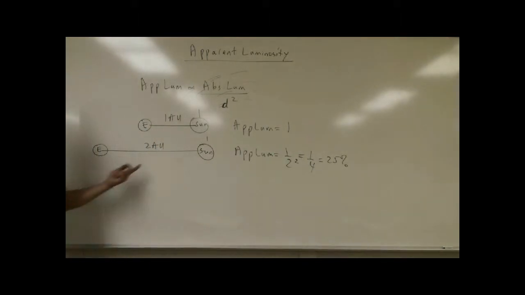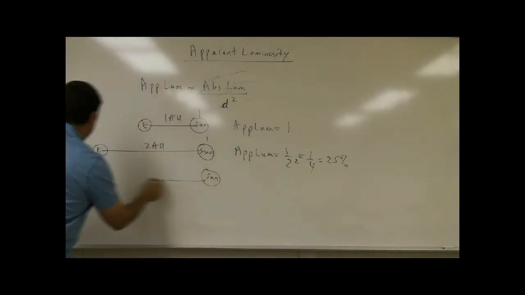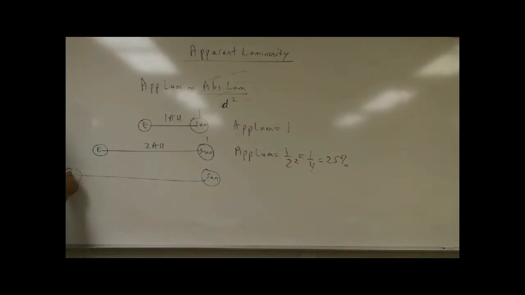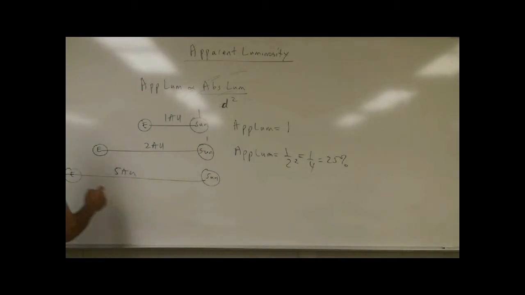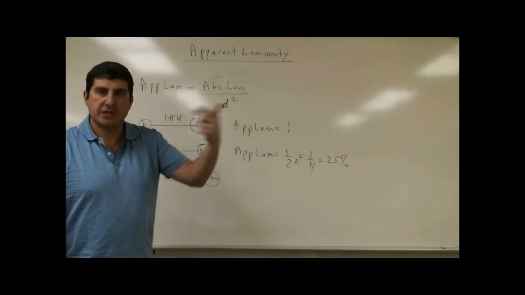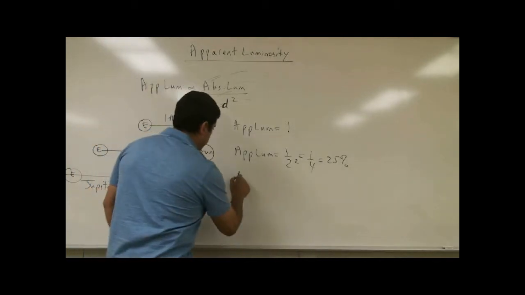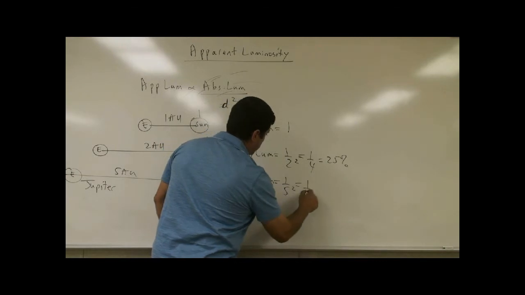What if you go to 3 AUs away, 4 AUs away, 5 AUs away, right? So by the time you go to 5 AUs away, let's say this is 5 AU, I'm not drawing it to scale. Well, that will actually be the distance of Jupiter from the Sun. Jupiter is actually 5 AUs away, roughly. So how bright does the Sun appear from Jupiter as it does from the Earth? Well, the apparent luminosity is what? 1 over 5 squared, 1 over 25.